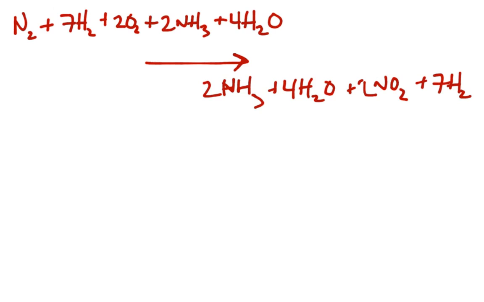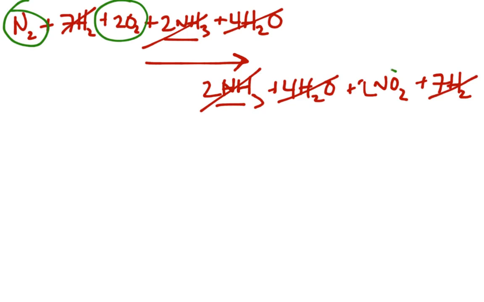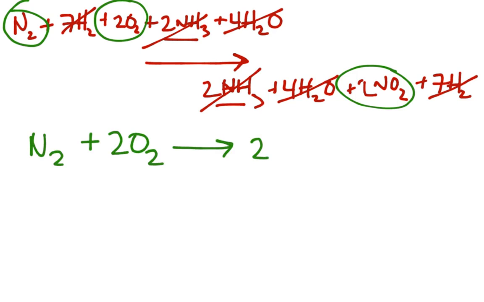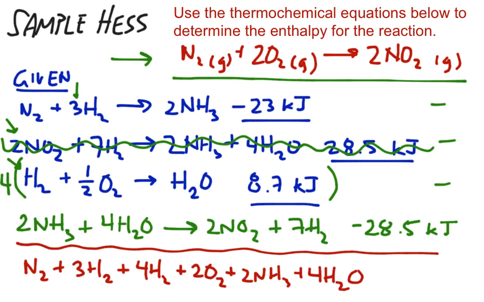Now note that we have 2 NH3 on both sides, here and here. Therefore, they will cancel off. We also have 4 H2O on both sides of the arrow, and 7 H2s on both sides of the arrow. So what we're left with is the following: N2, 2 O2, and 2 NO2. Once everything cancels out in the proper way, we can go back and look at our energy.